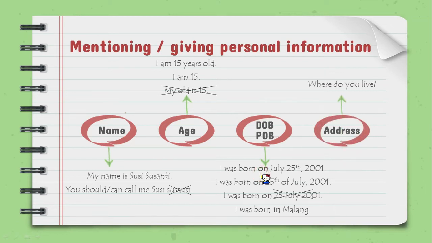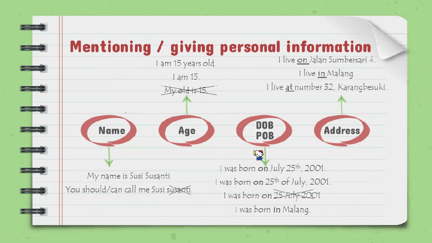Where do you live? In this type of question, we also use several prepositions. We can use on, in, or at. It depends on what word is followed by this preposition. We can say, I live on Jalan Sumbersari. We use on before name of street. I live in Malang. We use in before a name of a city or a country. And we can also say, I live at number 32 Karangpecuki. We use at because it is followed by a number. Okay, this kind of number, 32.